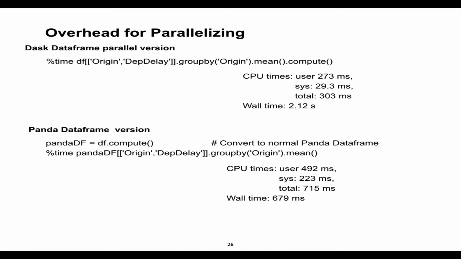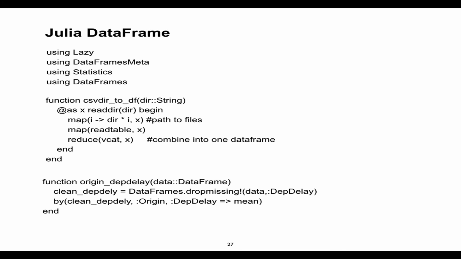So again, with Dask we can run things in parallel, and it can be useful, but you have to be careful in the sense that if it all fits in memory, just use pandas. It's going to be faster. The pandas version was like 3 times faster. And just for fun, I ran the same thing in Julia to see how it compared.